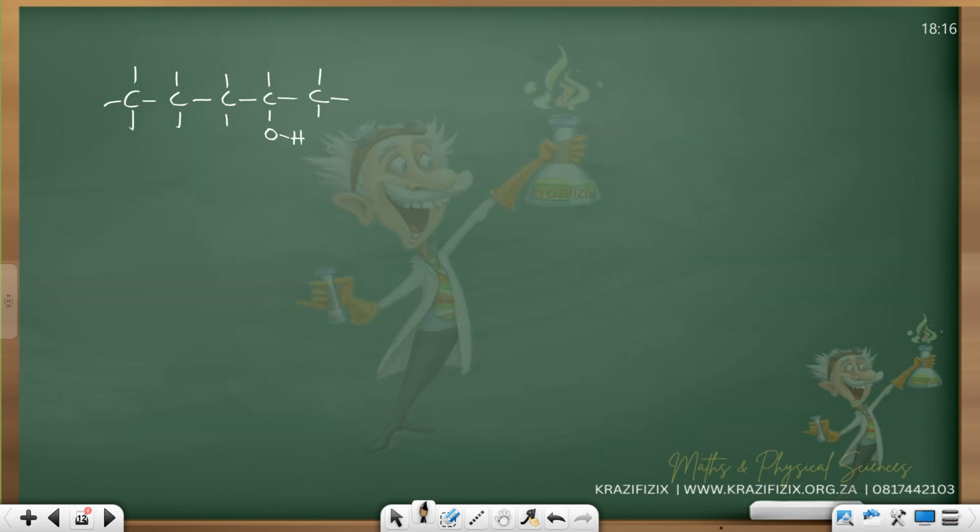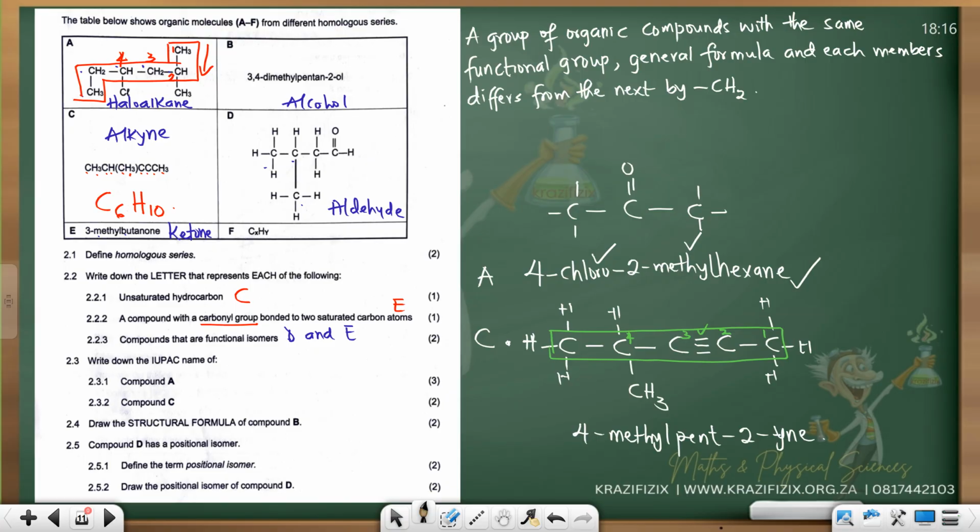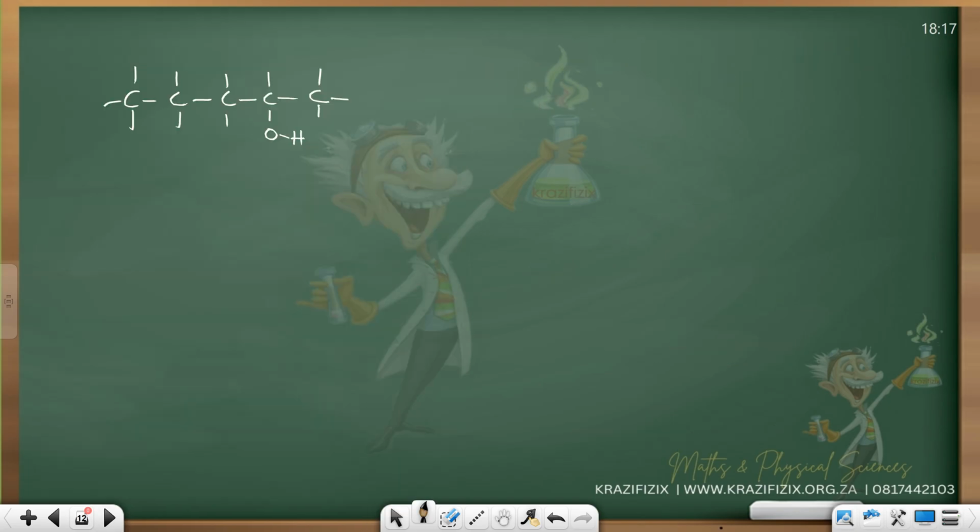I love it when we explore. Where were we? We're drawing what? 3,4 dimethyl. So here now, I have already given that. So this becomes 1, 2, 3, 4. 3,4 dimethyl. Does that make sense? There's a methyl on 3, there's a methyl on 4, and my OH is on carbon number 2. Then you put in your hydrogens.